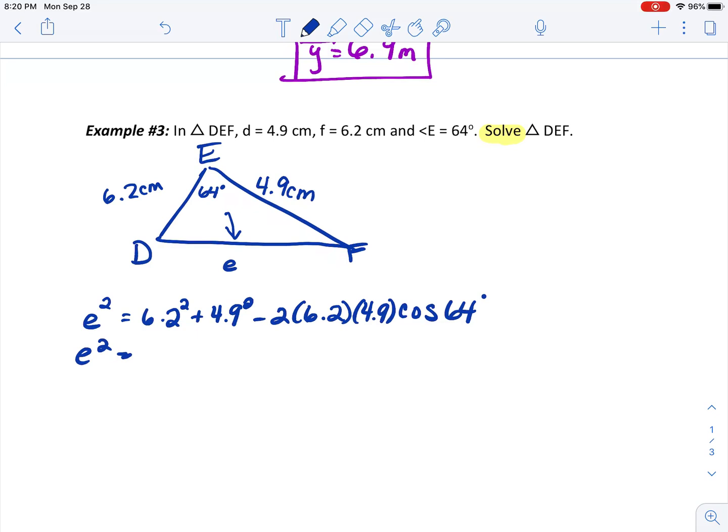Put in my calculator here, 38.44. 4.9 squared is 24.01. 2 times 6.2 times 4.9, 60.76 cos 64. And I'm going to do 38.44 plus 24.01 minus bracket 60.76 times cos 64, close my bracket.